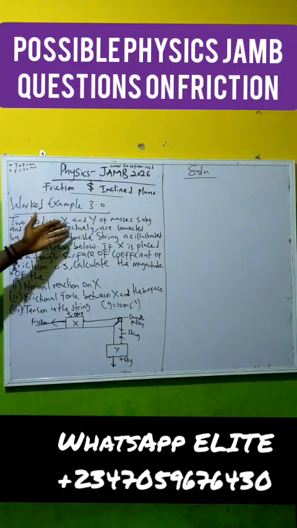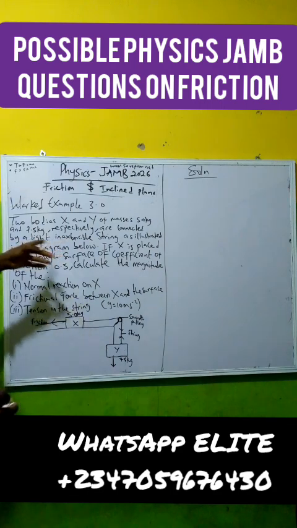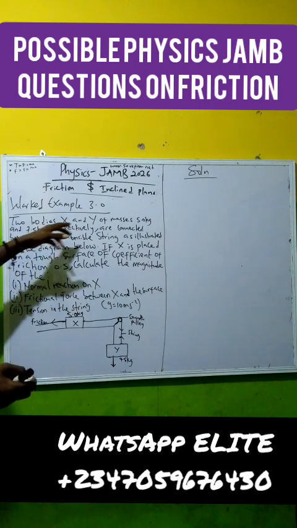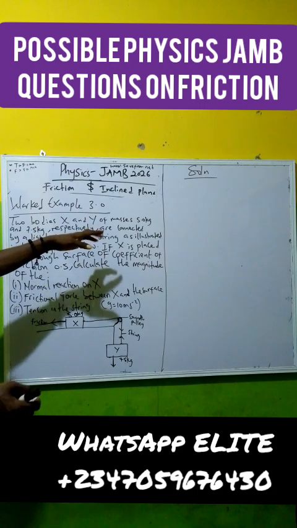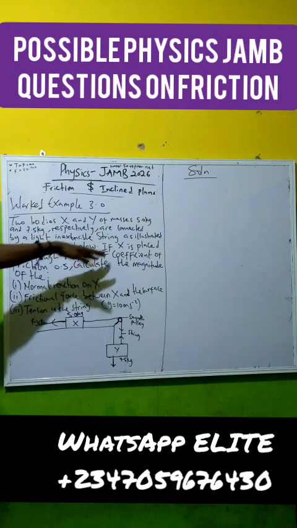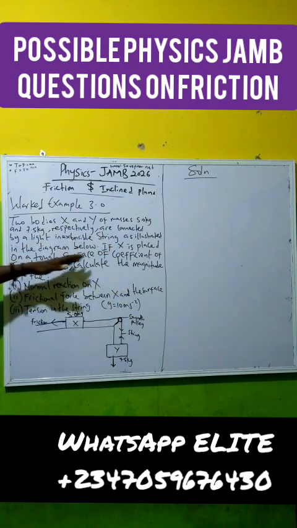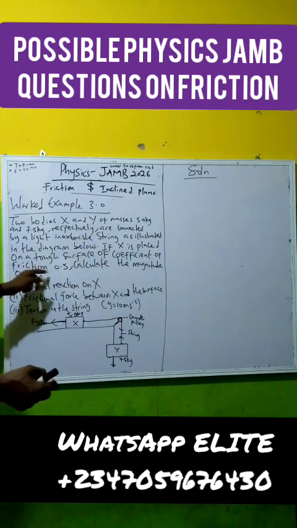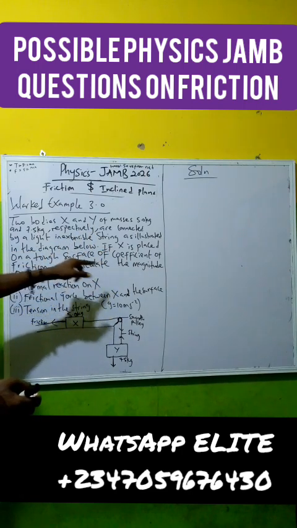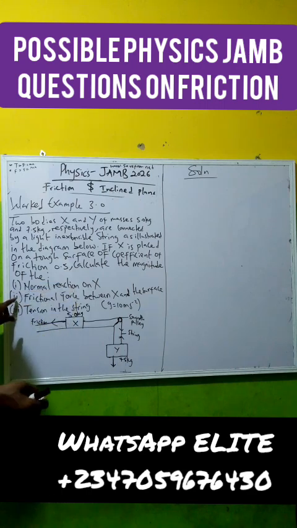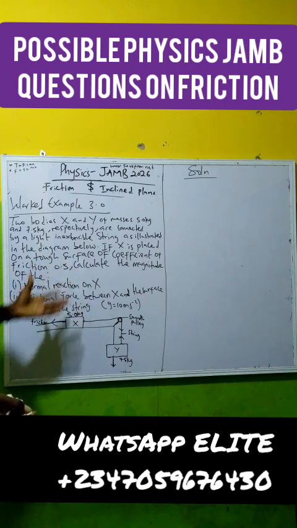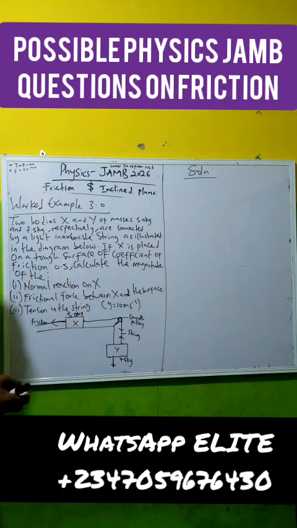Two bodies X and Y of masses 5.0 kg and 7.5 kg respectively are connected by a light inextensible string as illustrated in the diagram below. If X is placed on a rough surface of coefficient of friction 0.5, calculate the magnitude of (i) the normal reaction on X, (ii) the frictional force between X and the surface, then (iii) the tension in the string.